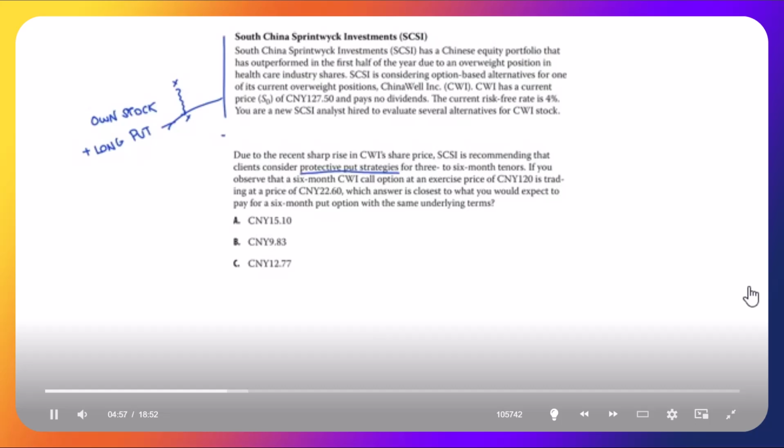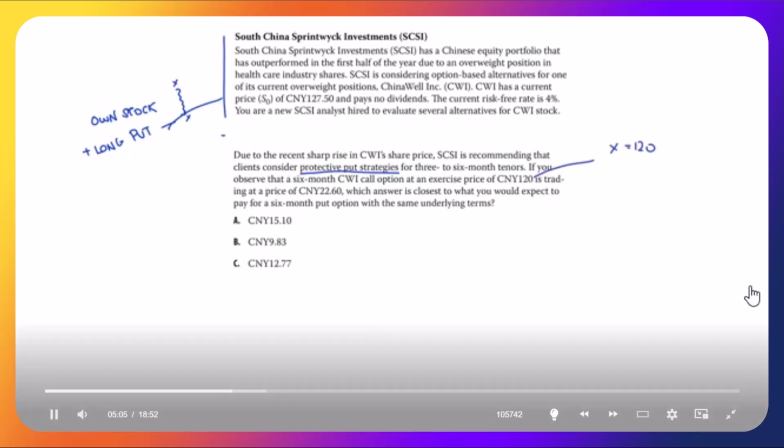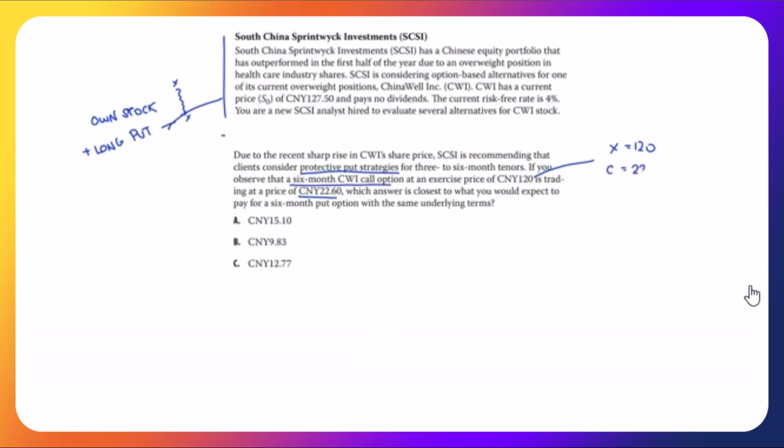If you observe that a 6 month CWI call option at an exercise price of CNY 120, so there's X, is trading at a price of 22.60, so that was a 6 month call. So the call is trading at 22.60. Which answer is closest to what you would expect to pay for a 6 month put with the same underlying terms? I've got to work out what a put is worth given the price of a call. It's put-call parity yet again. C0 plus PVX, the so-called fiduciary call, is P0 plus S0.